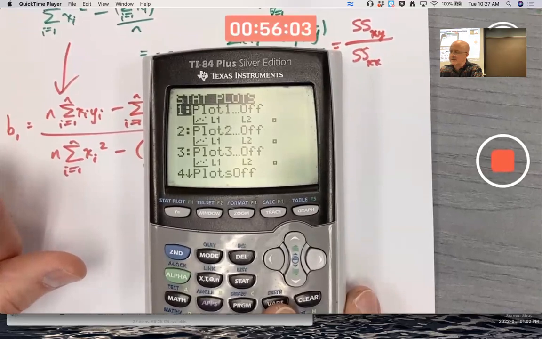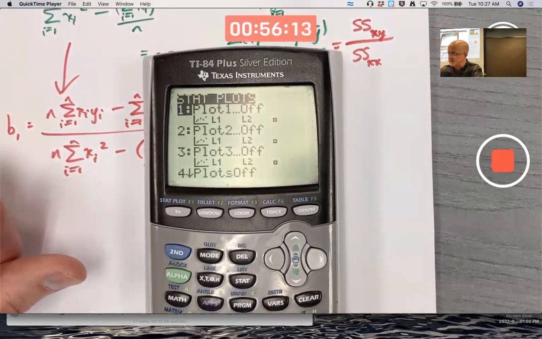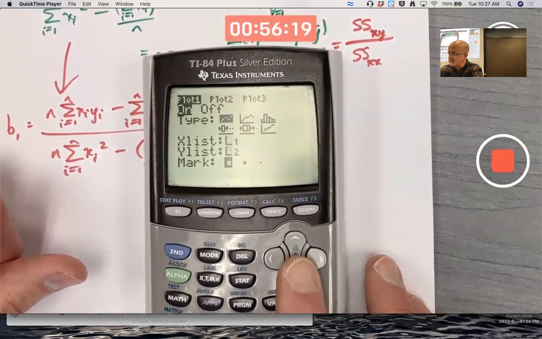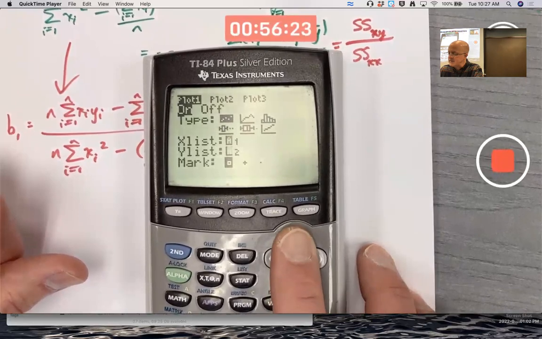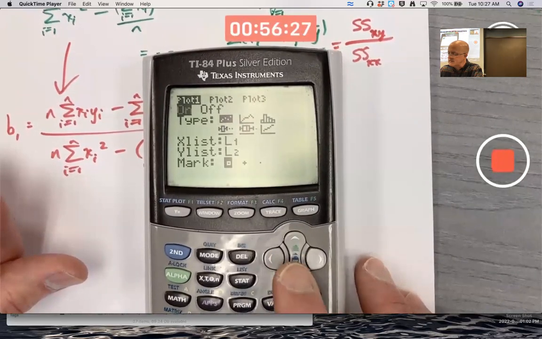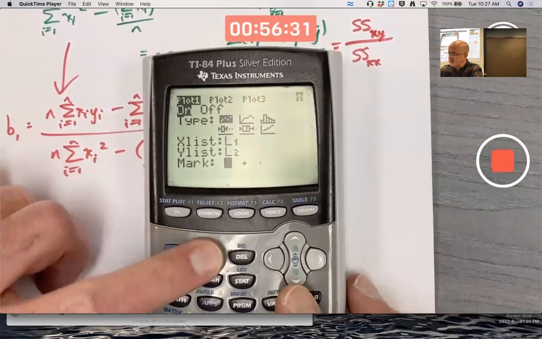gives me a menu that looks like this, and all these plots are turned off, so I have to turn them on. Plot 1 by default has L1 and L2, you can see as the lists that are used. If I enter this and switch it to on, make sure the lists are correct, L1 and L2. And the type is going to be the first option there. That's going to be a scatter plot. That's good. Quit out of that.